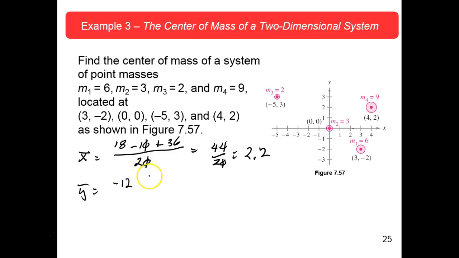Negative 12, plus 0, plus 6, plus 6, okay, plus 18, okay, all divided by the same total mass, 20. Now this, if I'm not mistaken, is 12, is that right? 12 over 20, which would be 0.6. Something about right there, maybe?